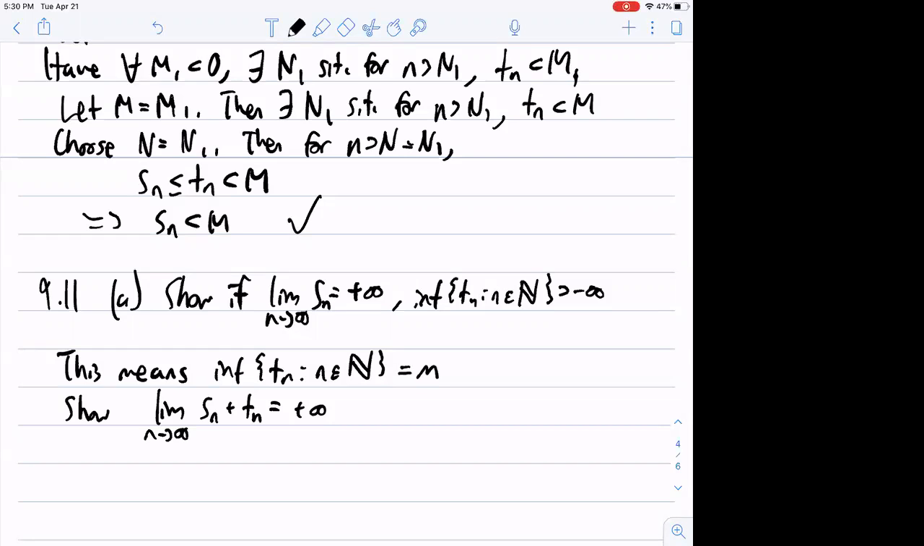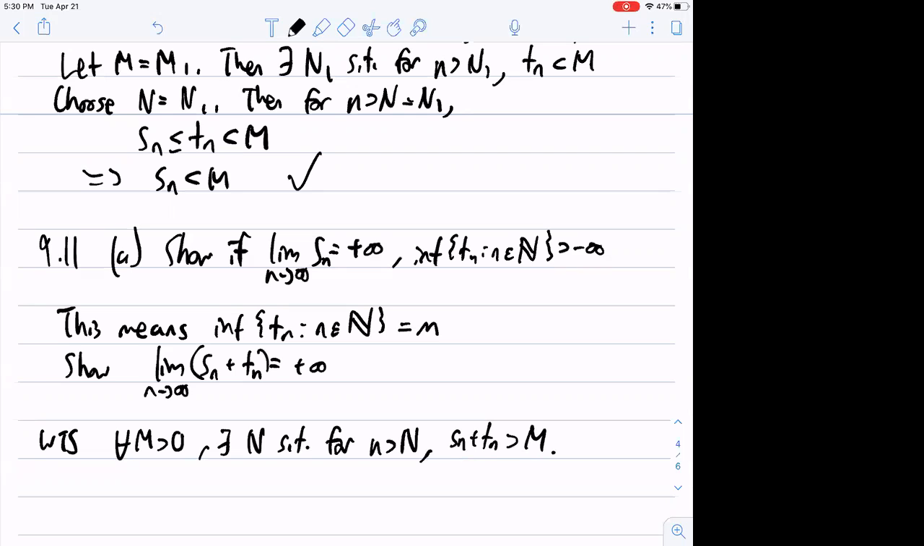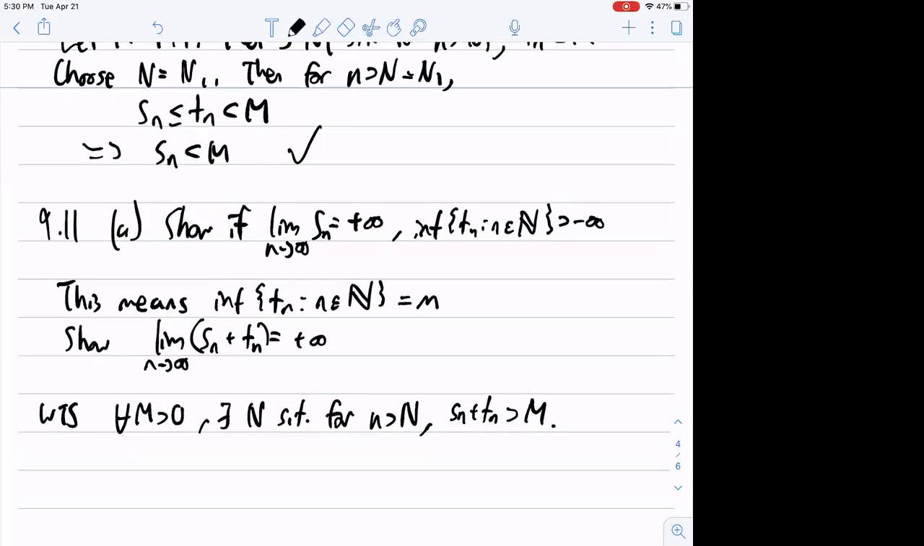Okay, quick thing. Let's write out what we want to show. We want to show for all m bigger than 0, there exists N such that for n bigger than N, Sn plus Tn is bigger than m, because my sequence is this whole thing, Sn plus Tn. Okay, so again, let m be bigger than 0.